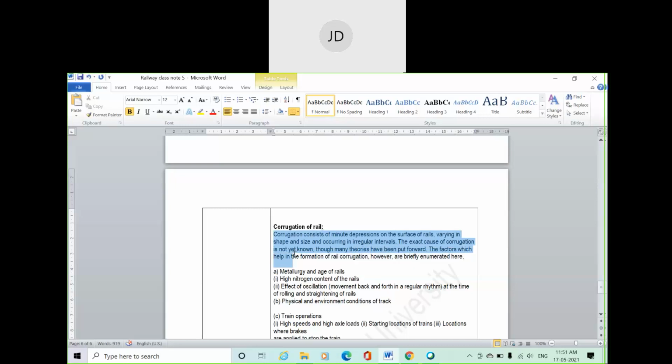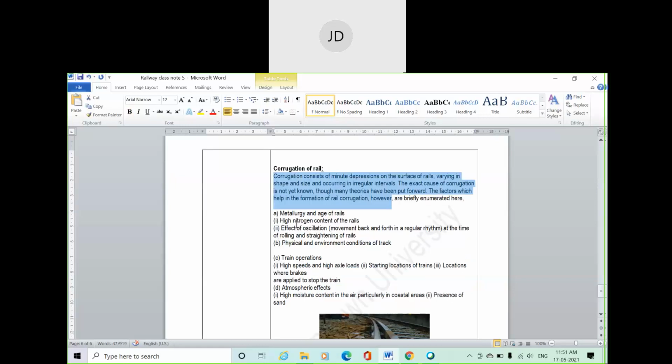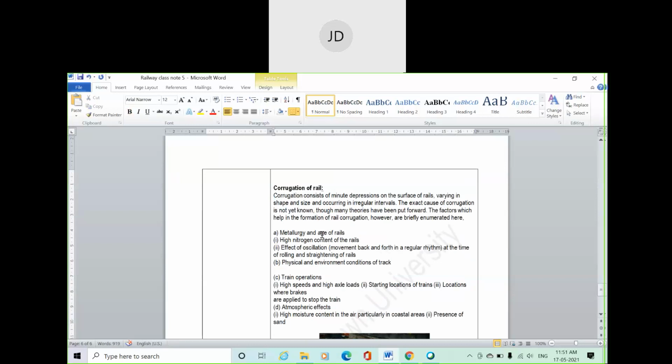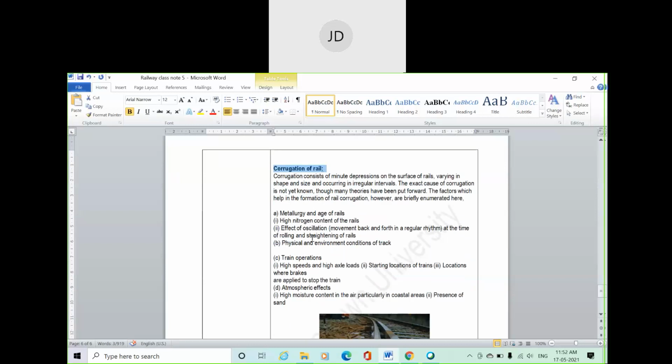The factors which help in the formation of rail corrosion, however, are briefly given here, like metallurgy and age of the rail. That means in due course of time, corrosion of rail may occur, like high nitrogen content of the rail, physical and environmental condition of the track, even the effect of oxidation, like at the time of rolling and stretching the rail also. These can cause corrosion of rail.